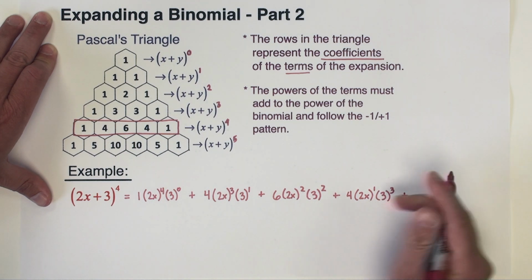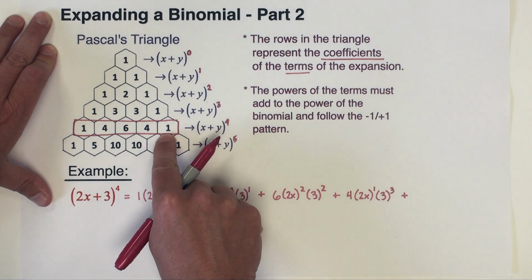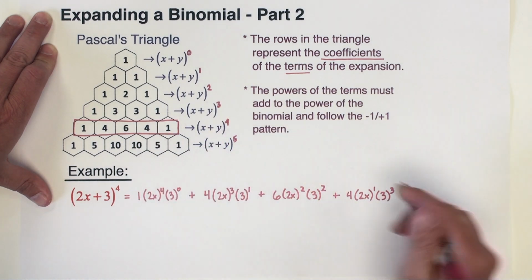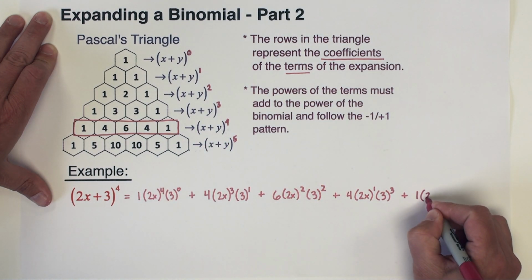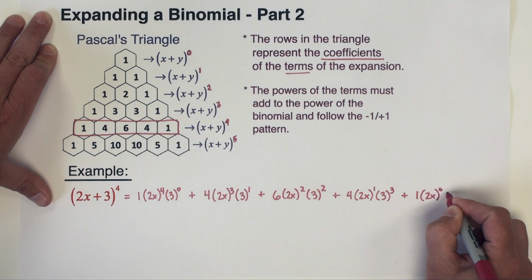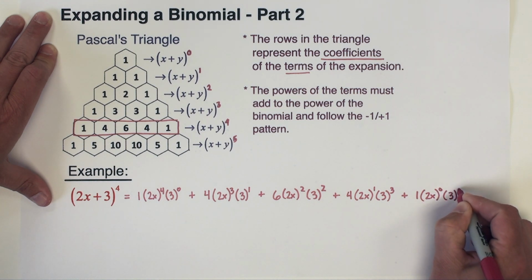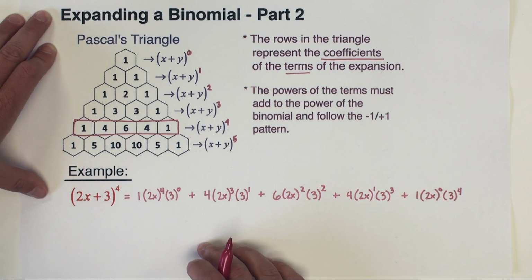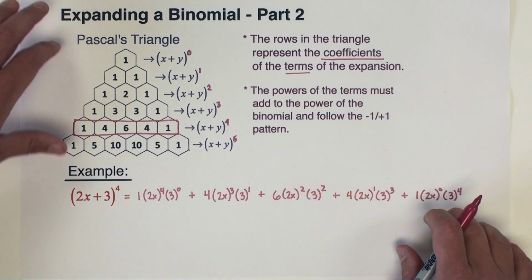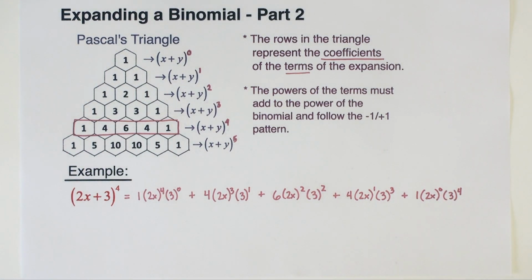And then the last term, because it's the last number of my row of the triangle, I'm going to have 1. I want 2x to the 0. I want 3 to the fourth. All right, so it looks like a mess, but it's going to clean up real nice and neat. Let's talk about the patterns real quick.